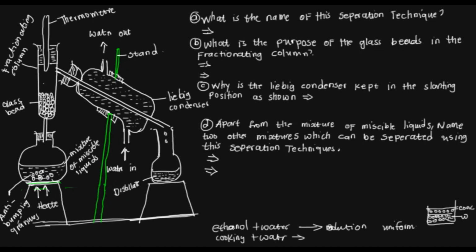So now here, we have been given a separating technique. What is the name of this separation technique? The separation technique that can be used to separate miscible liquids having different boiling points is known as fractional distillation.